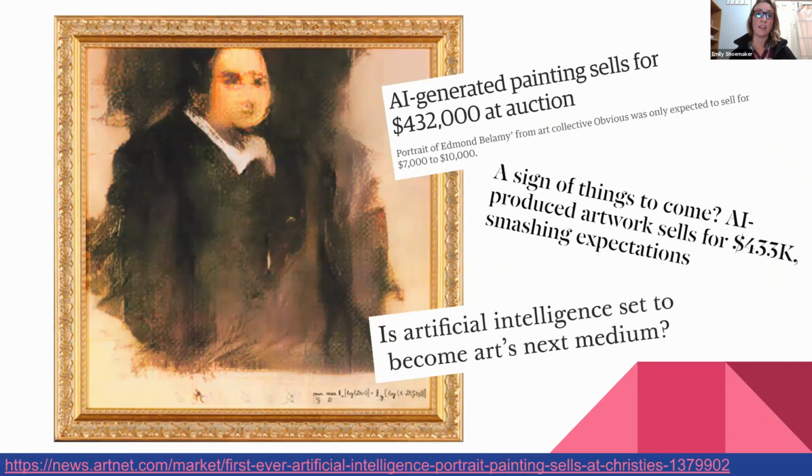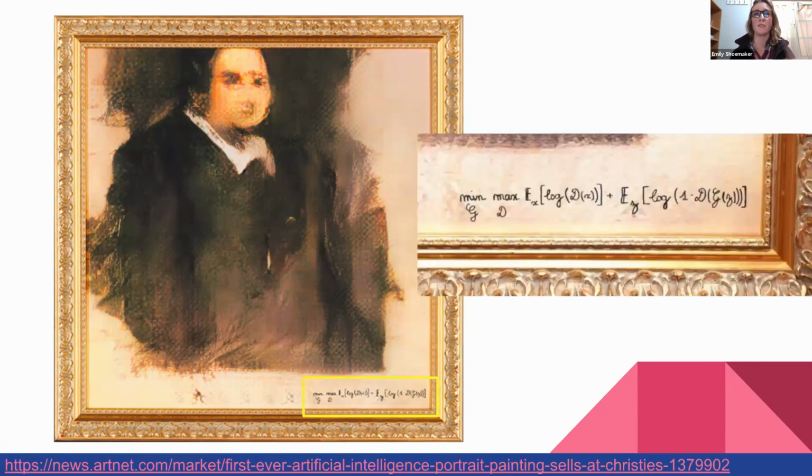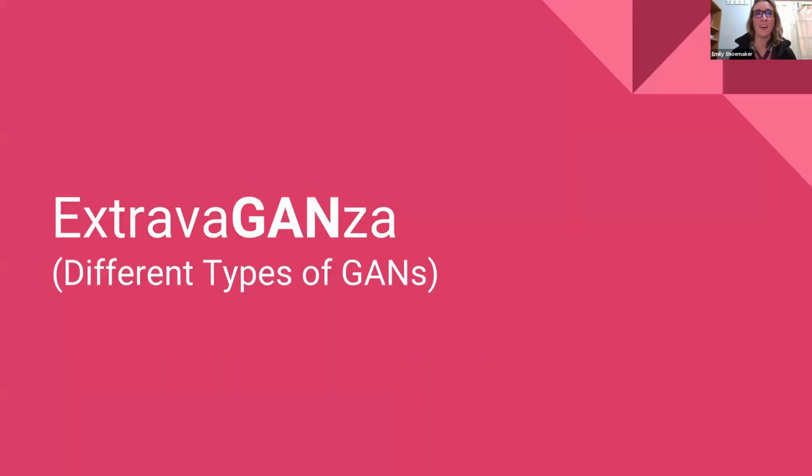Last week, a painting made by a GAN sold for over $430,000 in New York. The real data that was used to make this portrait was over 15,000 portraits that were painted between the 14th and 20th centuries. If you look at the bottom corner, they actually put the equation for GANs into the portrait itself, which is pretty cool.